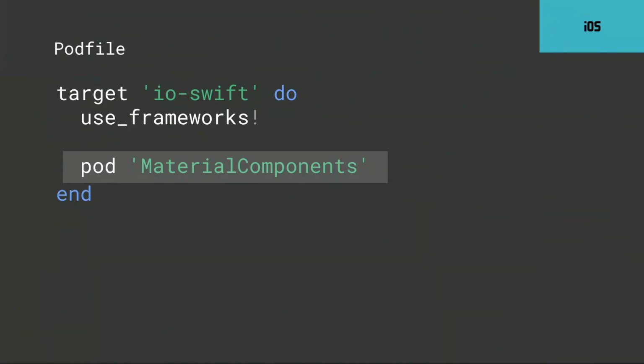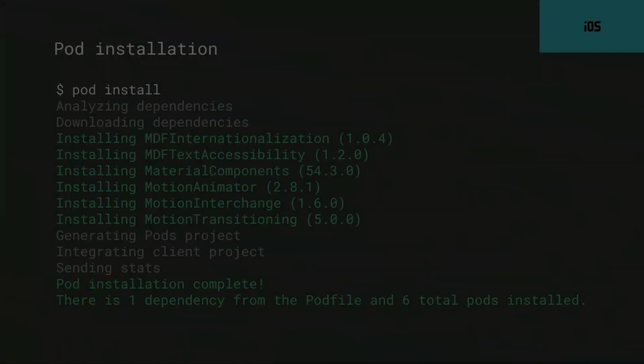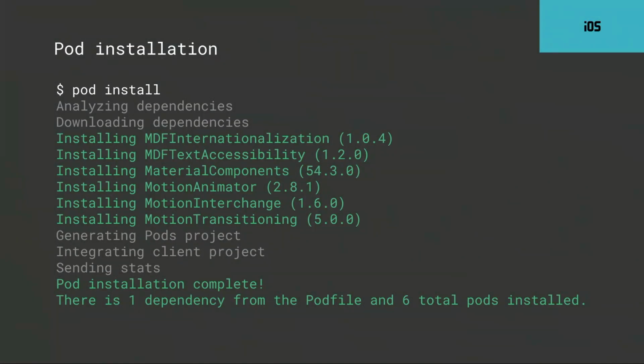And here is a Podfile. If you're not familiar with this, it's not very exciting. But what you have to do is just reference this Material Components pod, and then run pod install to download Material Components and all of its dependencies onto your local disk so you can use them.